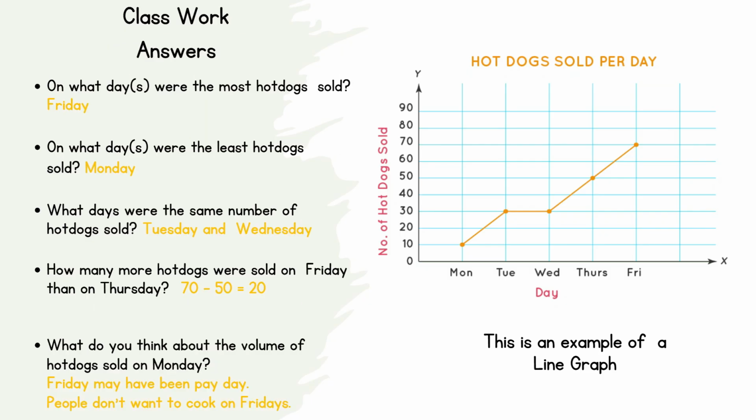Have fun! Alright, so the most hot dogs were sold on a Friday and the least hot dogs were sold on a Monday. And what days were the same number of hot dogs sold? We have Tuesday and Wednesday. How many more hot dogs were sold on Friday than on Thursday? So we do a simple subtraction. 70 minus 50 gives us 20, because on Friday we sold 70 hot dogs and on Thursday 50 were sold, and the difference between the two will be 20.